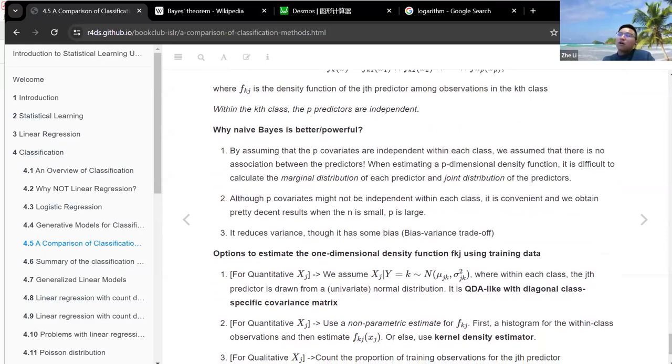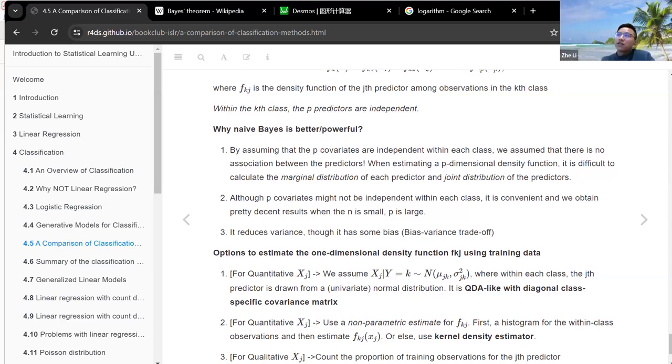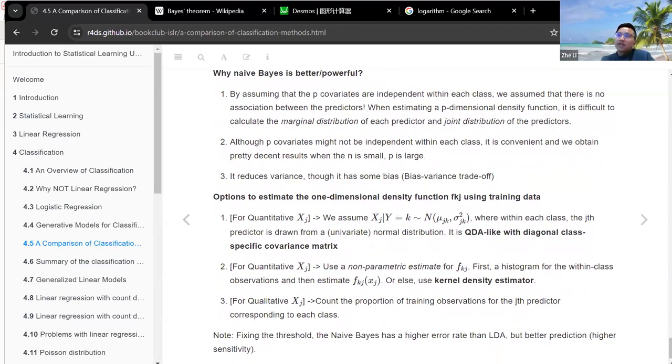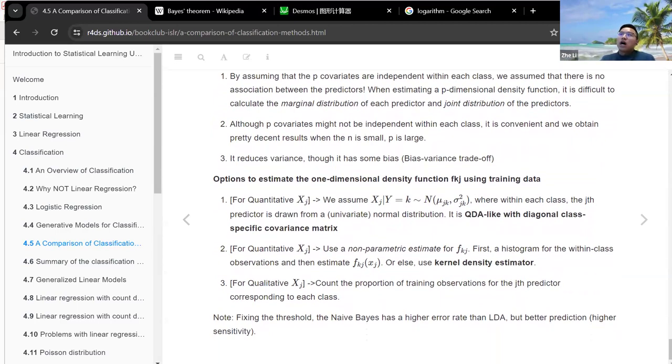And if our sample size is very small and the number of our parameters is large, we can also get a decent result, as it tends to reduce the variance. Although it has some bias, this trade-off will tell us which model is the best. So we have three options here.